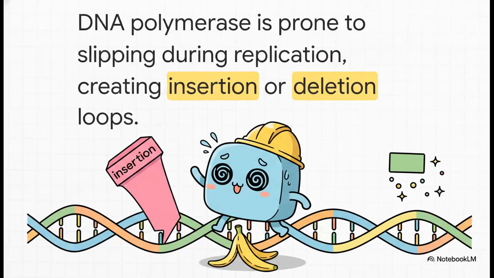Now, what's really wild is how our cellular machinery handles those repeating letters. The actual enzyme responsible for copying your DNA, polymerase, gets a little confused by all that repetition. It literally slips on these repeats. When it slips, it accidentally adds an extra letter or removes one from the genetic code, which creates what we call an insertion or deletion loop.